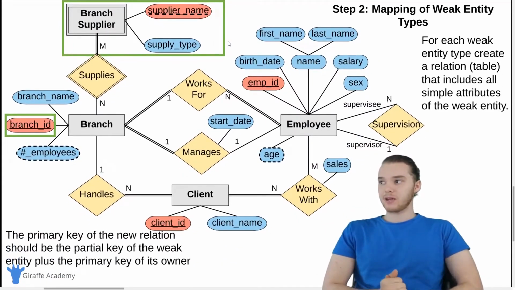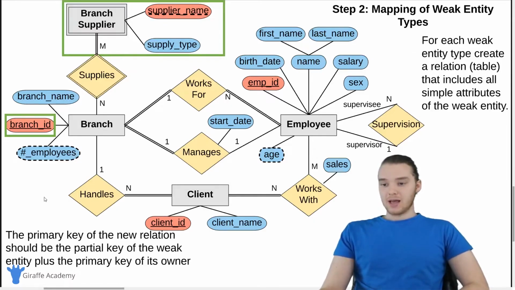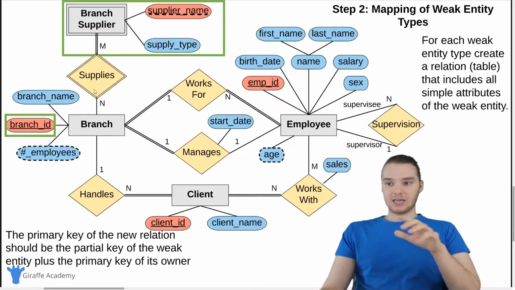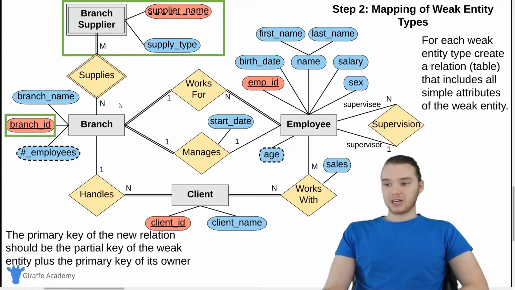So step two is the mapping of weak entity types. Over here we have one weak entity type, which is inside of this green square. For each weak entity type, we want to create a relation, or a table, that includes all of the simple attributes of the weak entity. And the primary key for the new relation should be the partial key of the weak entity plus the primary key of its owner. In this case, the primary key of the owner is going to be branch ID because the branch is the owner.